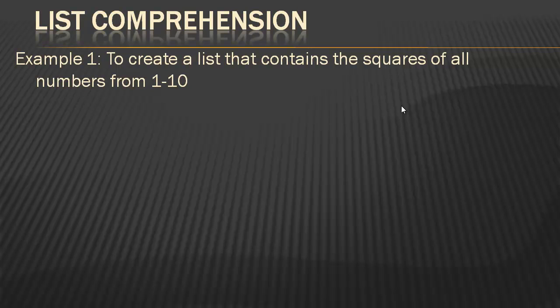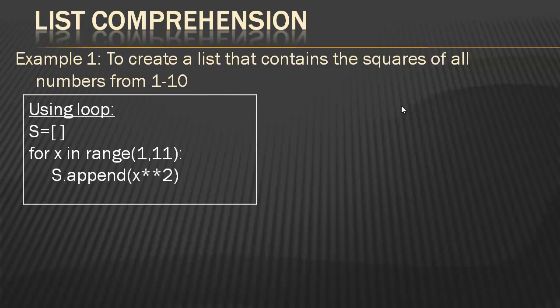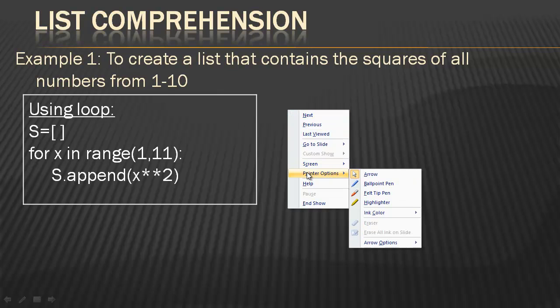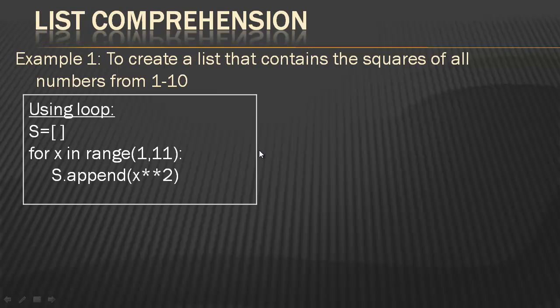So first I would show you what you would do if you did not know the concept of list comprehension and you were using loops. You would be writing something like this. So here I have a list named S, an empty list. Now what am I doing? I'm writing a for loop that ranges from 1 to 11. 1 to 11 means I'm going from numbers 1 to 10. And what's happening? X picks up all these values from 1 to 10.